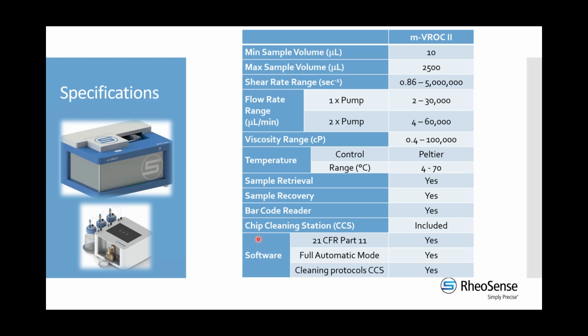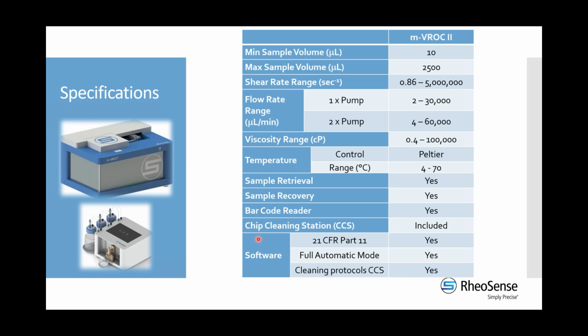If you have ever used our m-VROC 1, you may know that with m-VROC 1, we use a water bath system to control the temperature. However, in m-VROC 2, Peltier temperature control is built into the unit, which provides rapid heating and cooling rates and also precise temperature control in the range of 4 to 70 degrees Celsius. I already talked about sample retrieval and recovery, so I'll skip that for now. A barcode reader is also a new feature that allows you to simply scan any barcode, and you do not need to manually type in the sample name in the sample name box. A chip cleaning station is included in the m-VROC 2 package, which provides an automatic and ideal cleaning.